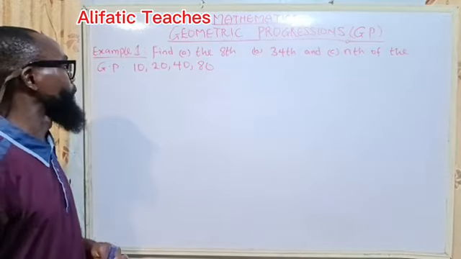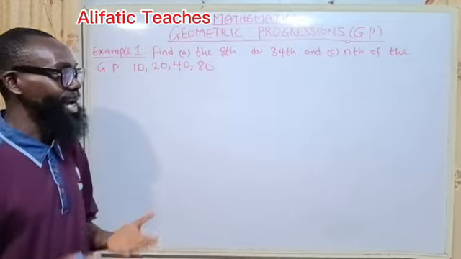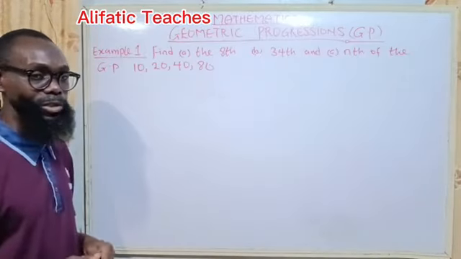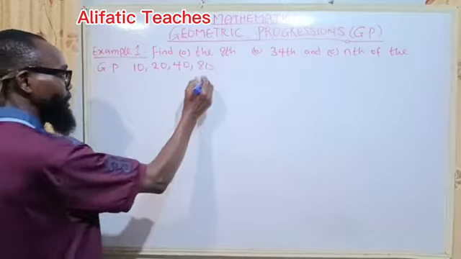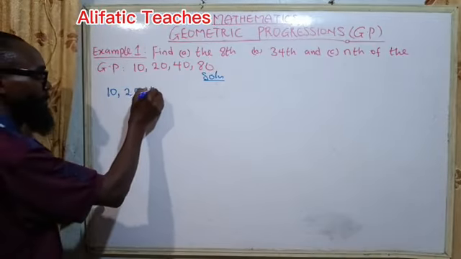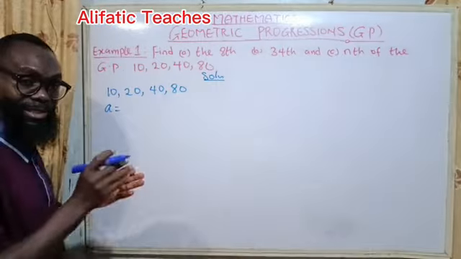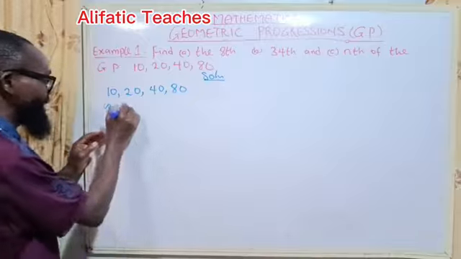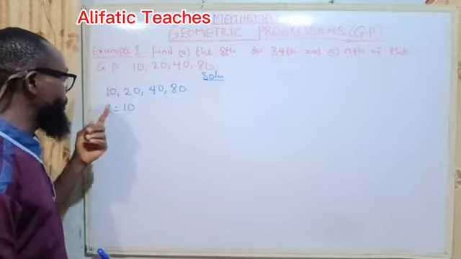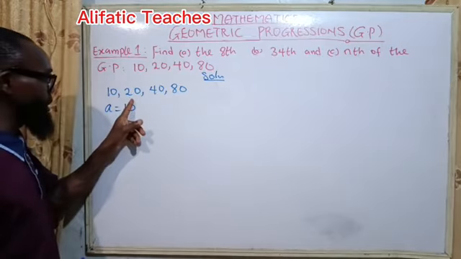Example 1. Find A, the 8th, B, the 34th, and C, the nth term of the GP 10, 20, 40, and 80. Given this particular GP, we have 10, 20, 40, and 80. The first number here is 10. It's called the first term. Then, when we look at this, 20 minus 10 is going to give us 10, 40 minus 20 gives us 20.